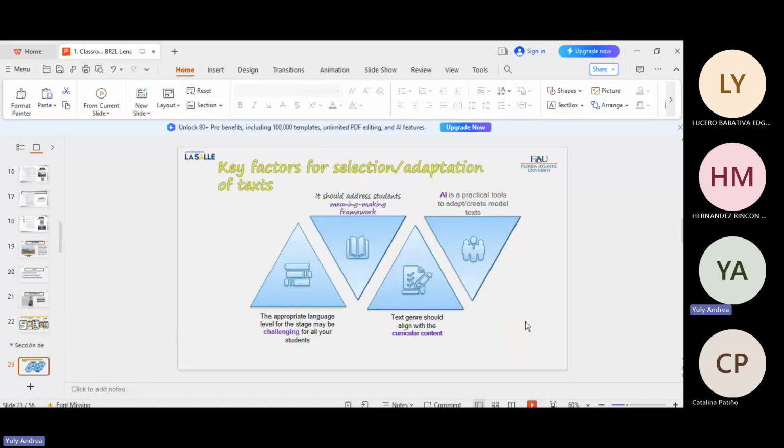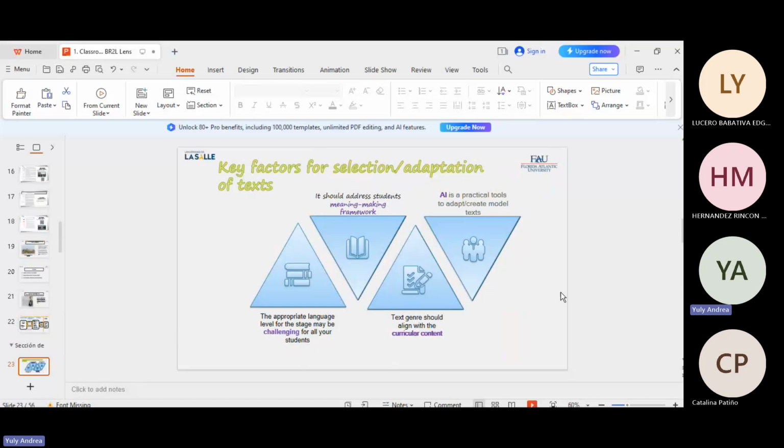In fact, what I found is that there are no readings. Reading is a really bad point within the suggested curriculum, something that needs more attention. You need to consider that when selecting the text, adapting the text, or creating the text. So there are key factors for the selection or adaptation of text.